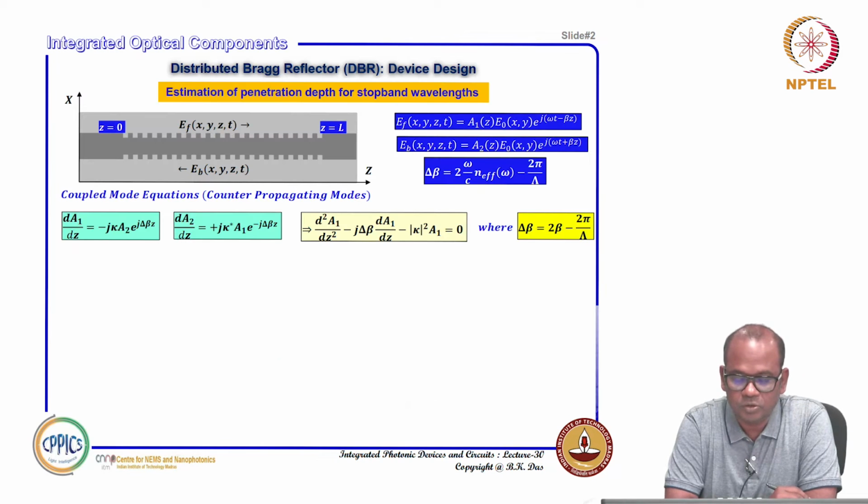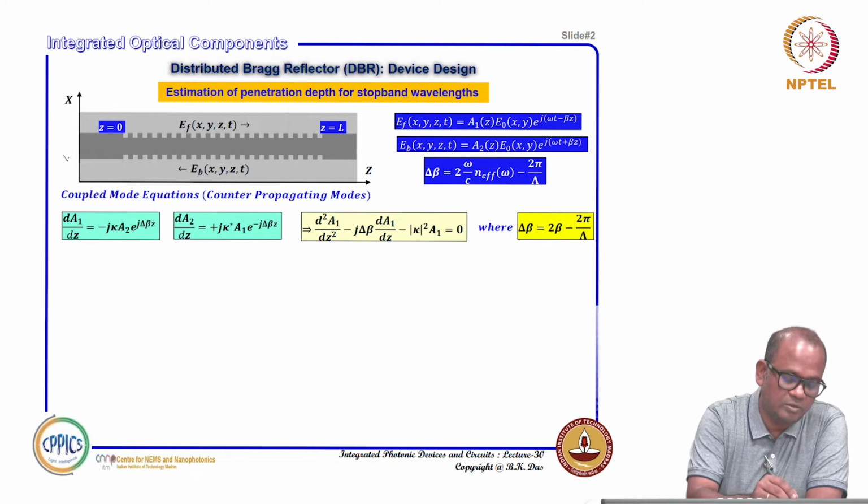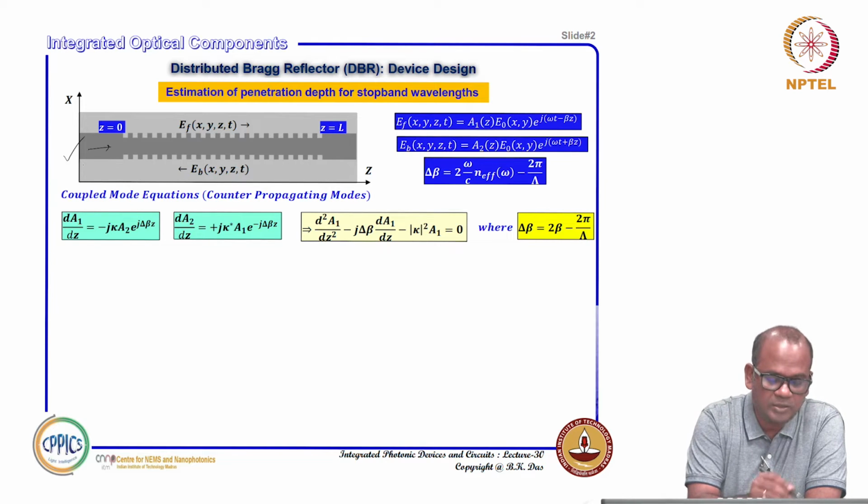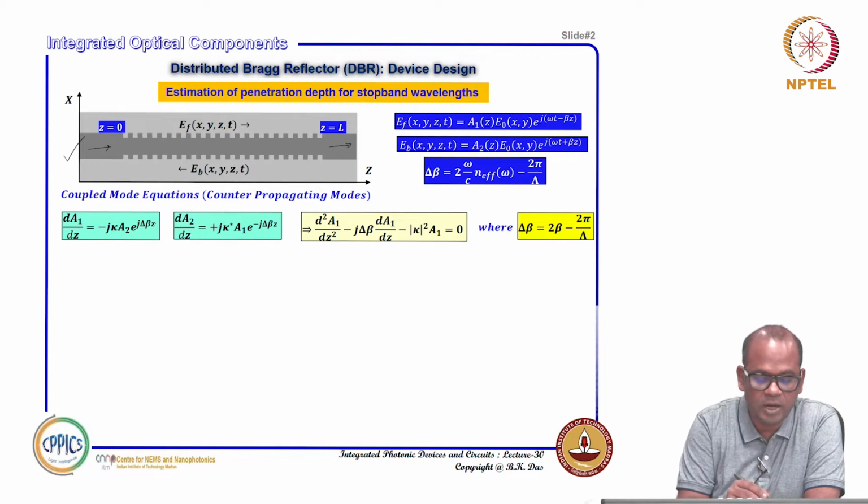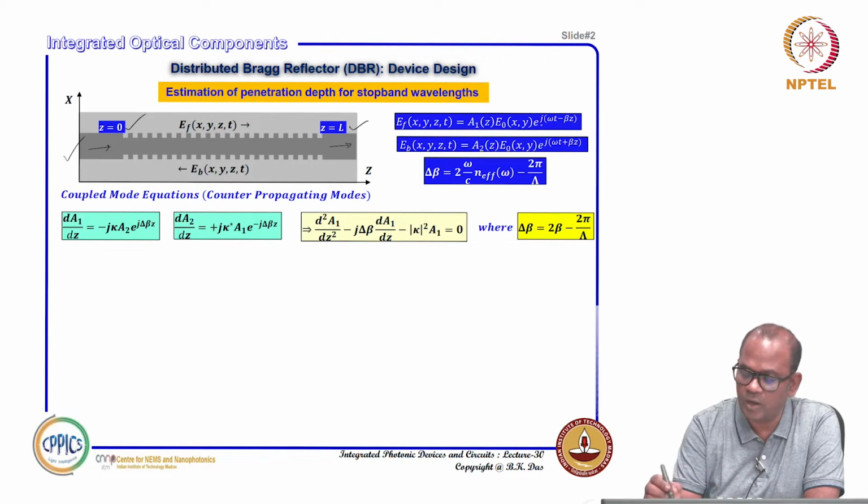So again I reproduce this DBR structure: input waveguide, single mode waveguide, output also single mode waveguide. In between you have a DBR structure of length L, from z equal to 0 to z equal to L. In this DBR structure we know that there will be a forward propagating wave, with associated electric field EF(x,y,z,t), and a backward propagating wave EB(x,y,z,t). If it is a single mode waveguide, the forward propagating field profile and backward propagating mode field profile will be identical.